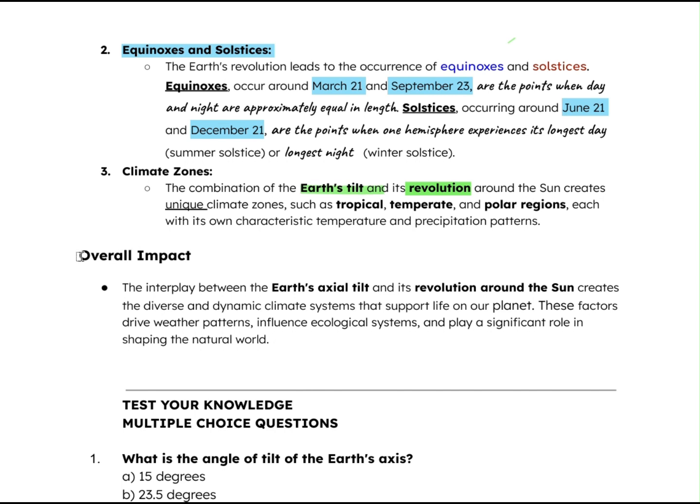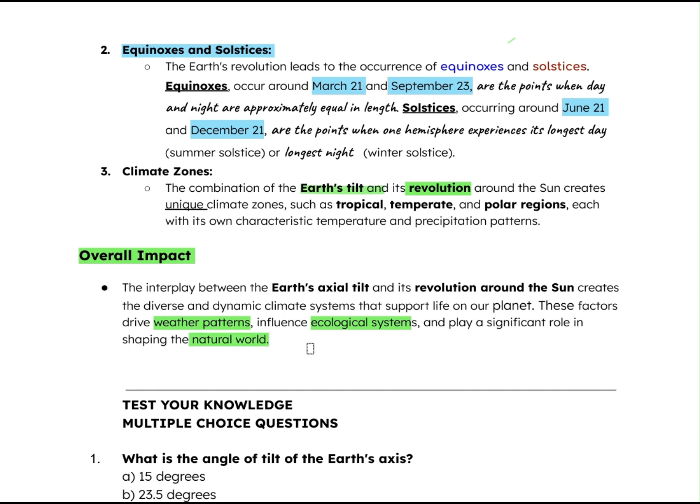Finally, overall, this is a repetition of everything that we've just said here, the overall impact: the interplay between Earth's axial tilt as well as the revolution around the sun creates that diverse and dynamic climate system that supports life on our planet. These factors drive weather patterns, also influence ecological systems, and play a significant role in the natural world.